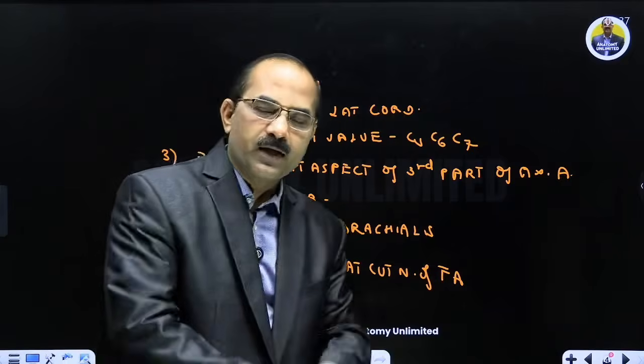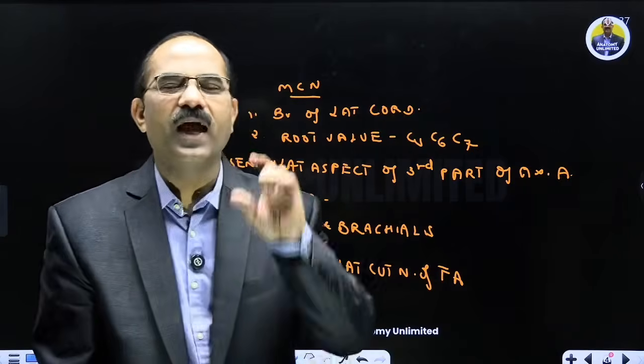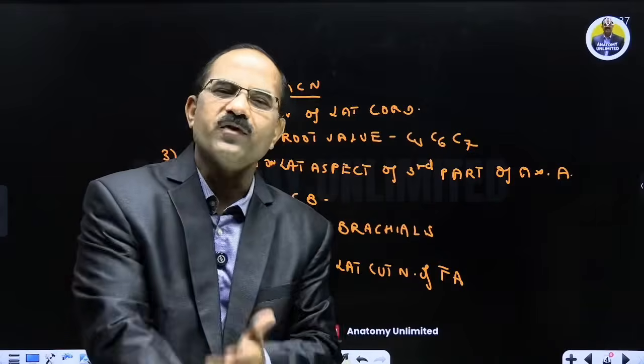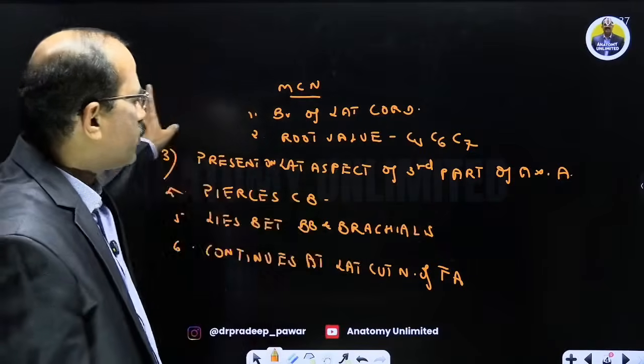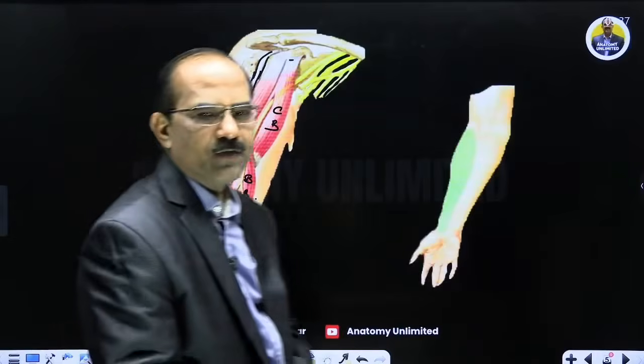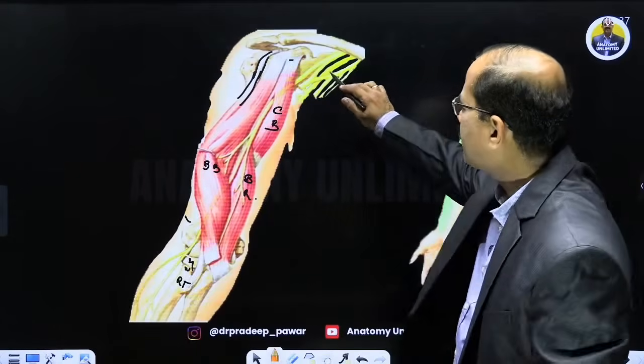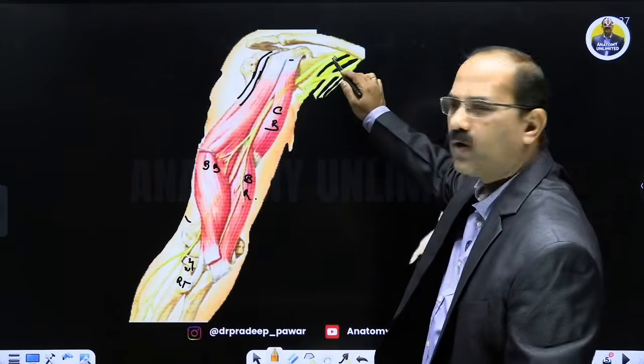तो ये क्या सप्लाई करेगा? It supplies the skin on the lateral aspect of forearm from the elbow joint to the wrist joint, स्किन को सप्लाई करेगा. ठीक है बच्चों, I hope this is clear to all of you. Look at this nerve, ये नर्व देख लीजिए. This is the musculocutaneous nerve, this is the lateral cord.